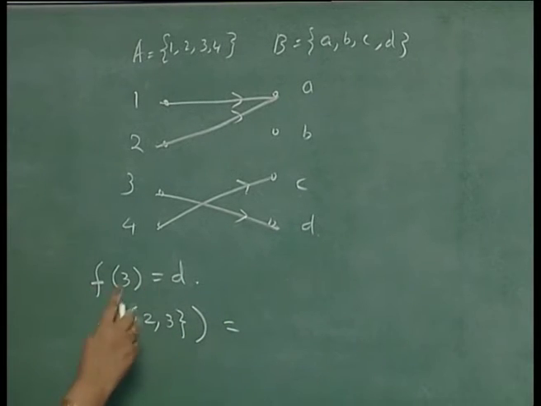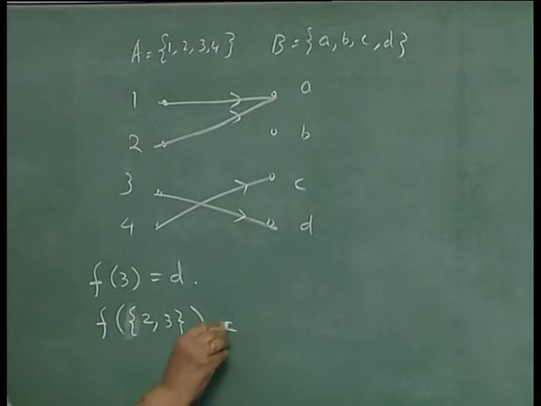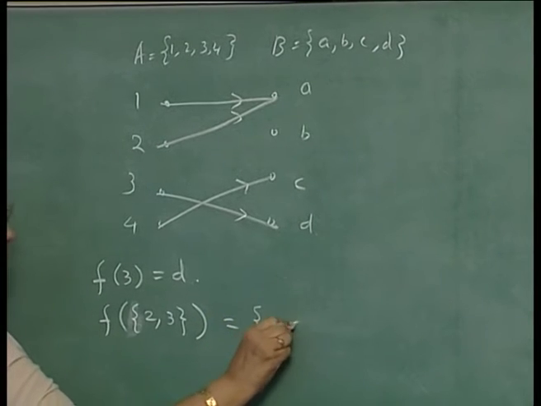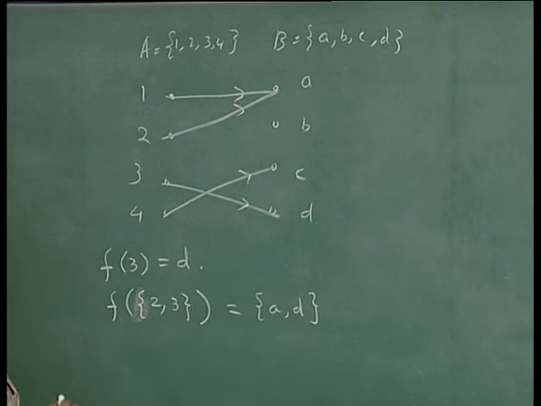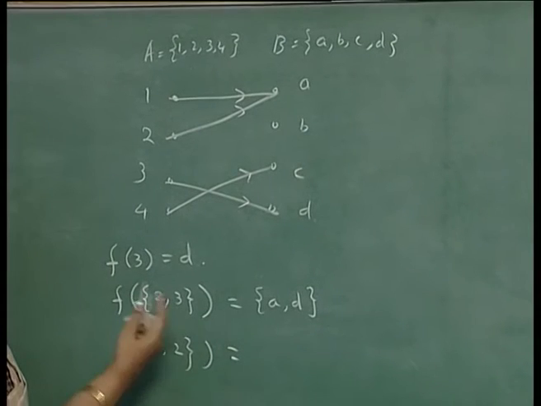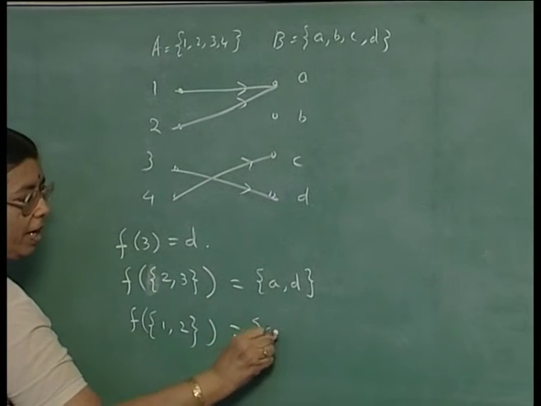2 is mapped on to A, 3 is mapped on to D. So, this will be AD. Okay. So, you can look at it as mapping subsets into subsets. If you take f of {1, 2}, 1 and 2 are both mapped onto A, so you will get A.